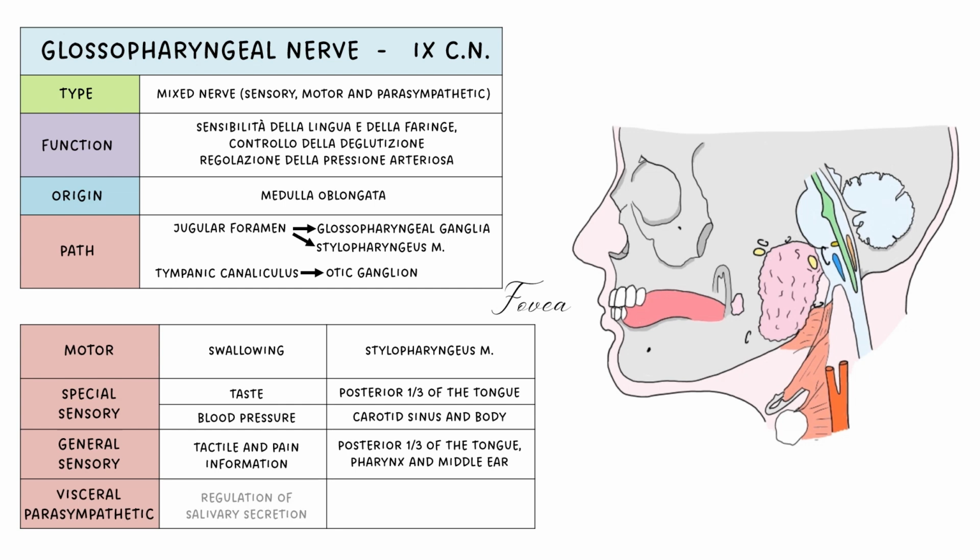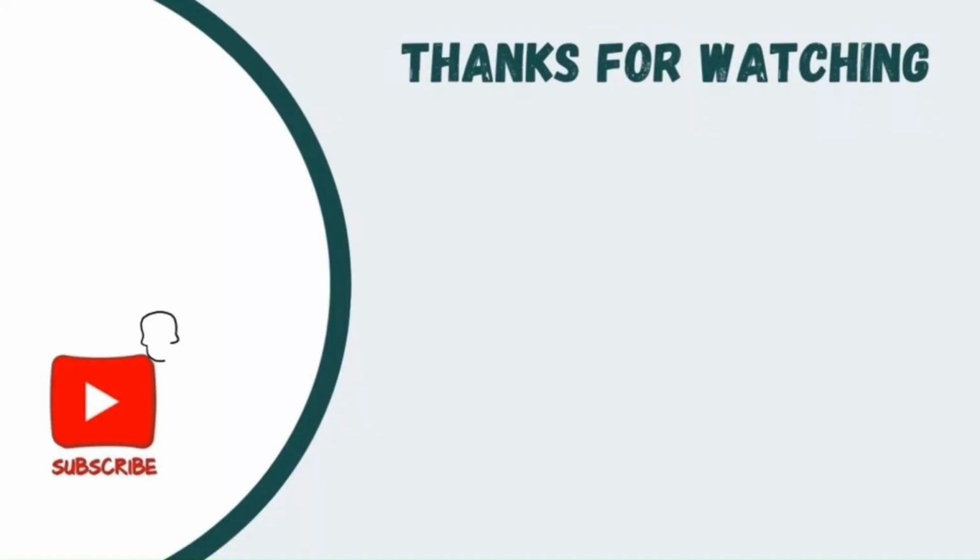The parasympathetic component originates from the inferior salivatory nucleus. It does not pass through the jugular foramen, but rather through the tympanic canaliculus, makes a synapse in the otic ganglion, and the postganglionic fibers then reach the parotid gland.